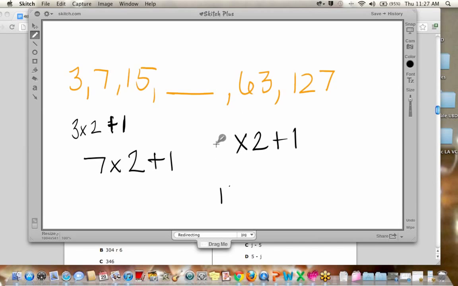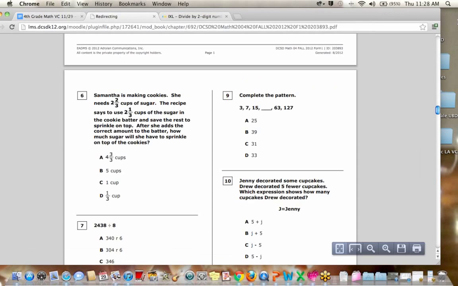So what's 15 times 2? 30. That's right. 30. And then what's 30 plus 1? 31. So then if I wanted to keep going and check my work, I would do 31 times 2 plus 1. And that's 63, and so on and so forth. So C would be my answer, 31.